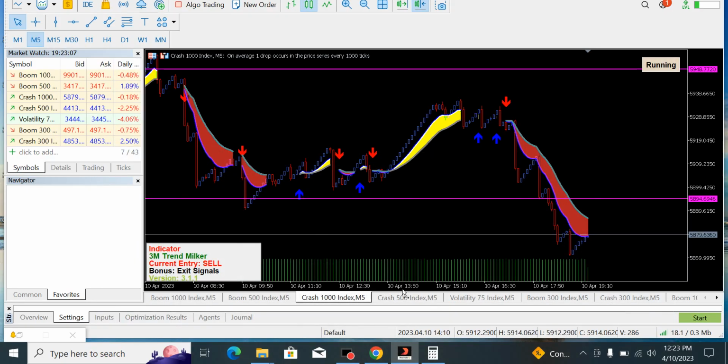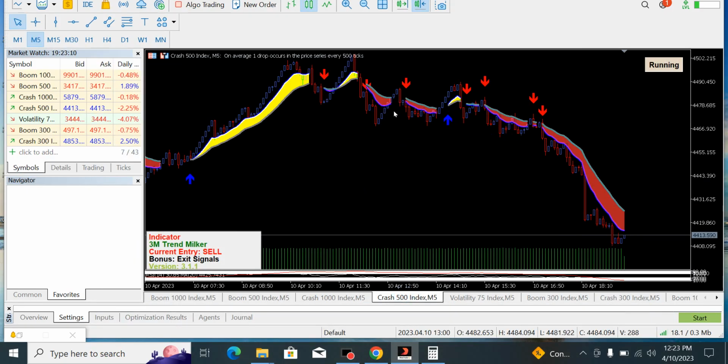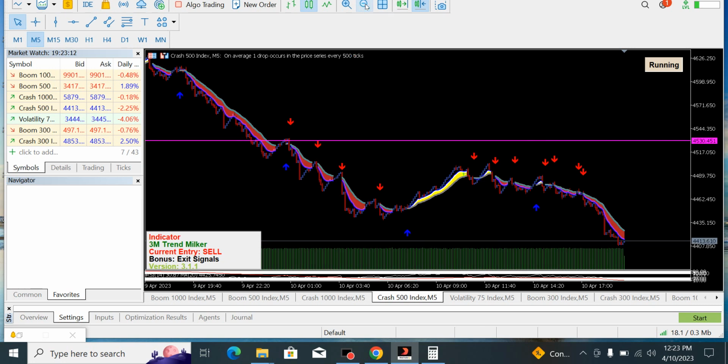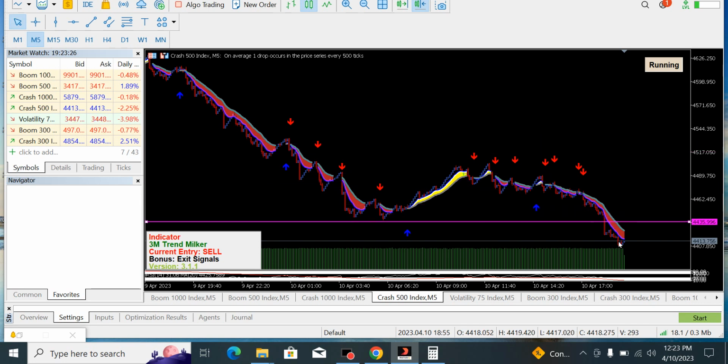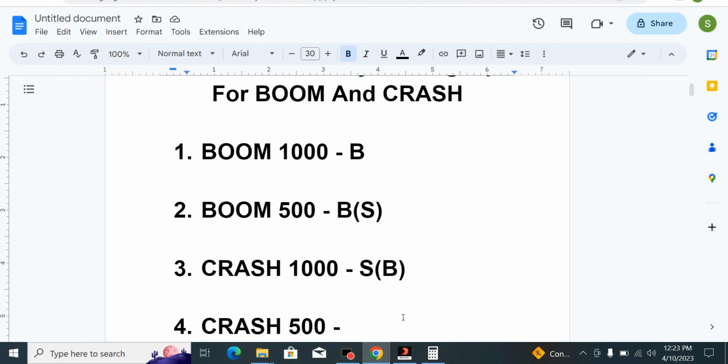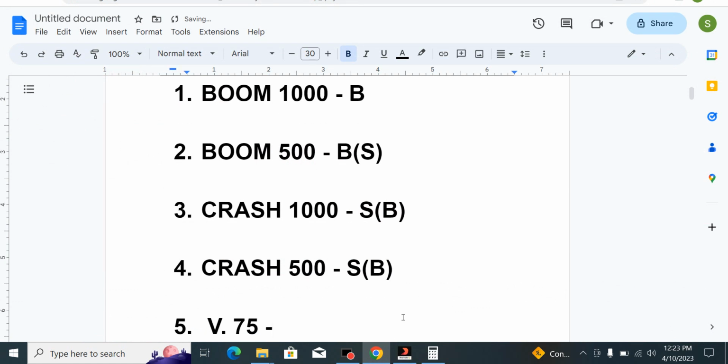So the next asset is going to be Crash 500. This is Crash 500, and just the way we have seen it, this had been on a very strong downtrend, got to this region, pulled back, and still went back down to break out below this support zone. We can see this. It broke out below this support zone, and it kept on selling. It is still selling at the moment, but if it's unable to break out below the next support zone, then definitely it will go back into a buy trend. That is very, very important.